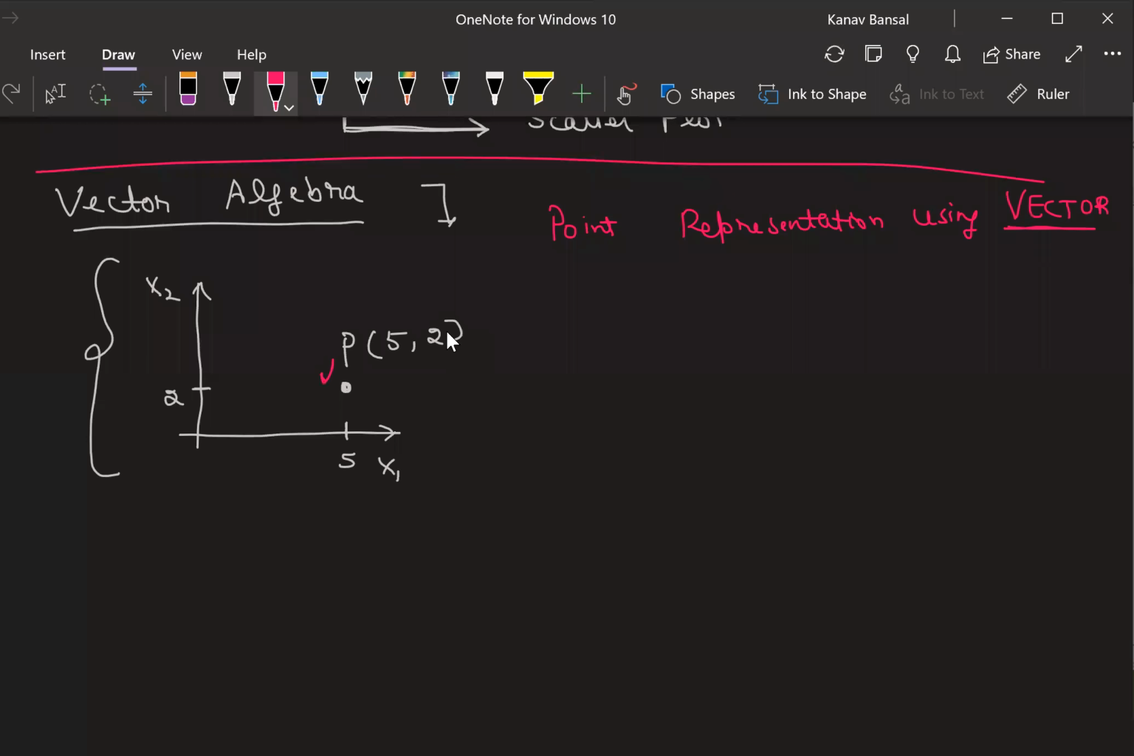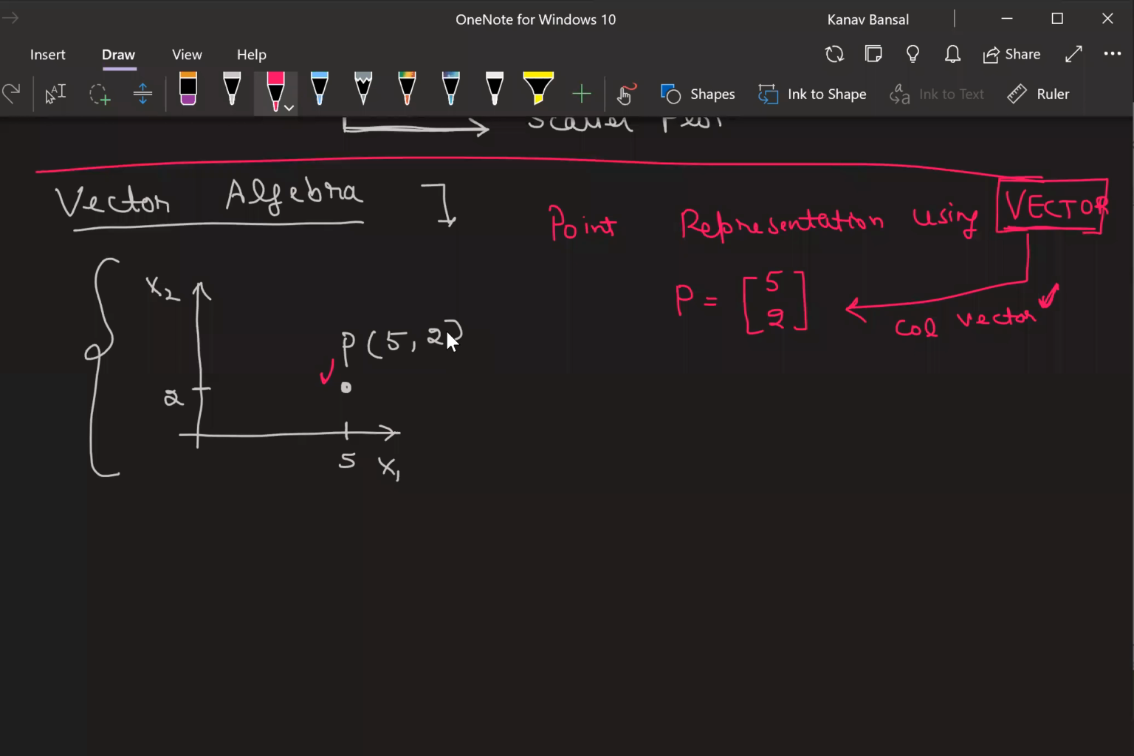And how do we represent this point as a vector? We will say that this is nothing but P, which can be represented like this. We have 5 and 2, right? So this is how we represent a point using a vector. This is called a column vector by default. Column vector. Is it clear to everyone? This is how you represent a point mathematically. We represent it using a vector, and by default we use a column vector.